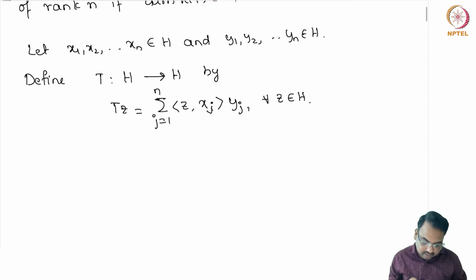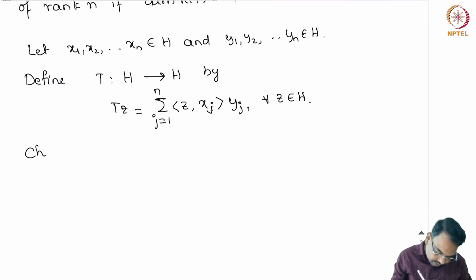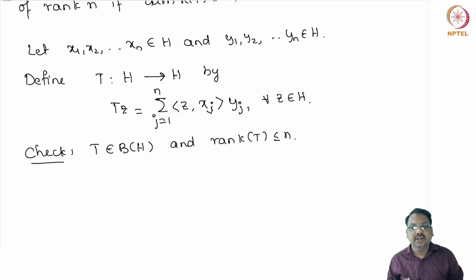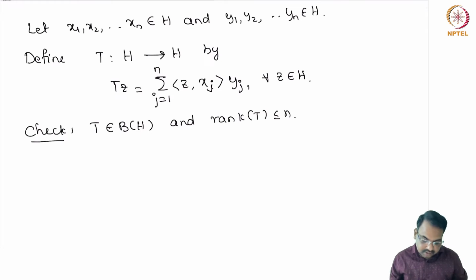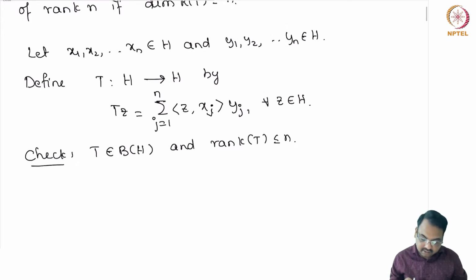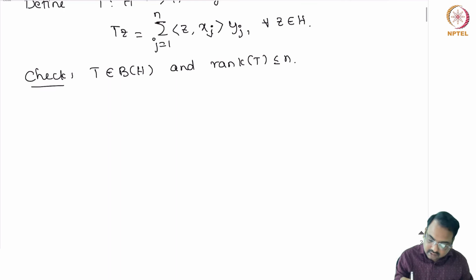Okay. Now we can easily see that T is bounded, and we can say that the rank of T is less than or equal to n, because some of the vectors yj may be linearly dependent. If they are linearly independent, we get the rank of T to be exactly n. So this is an operator whose rank is less than or equal to n. Now if you have an operator of rank n, can we say that it is given in this way? In fact we can prove the result.